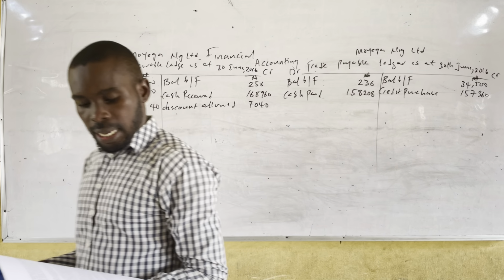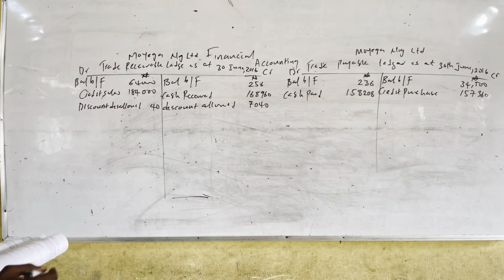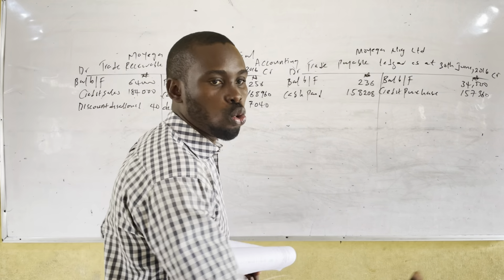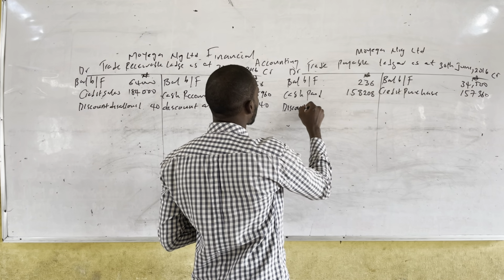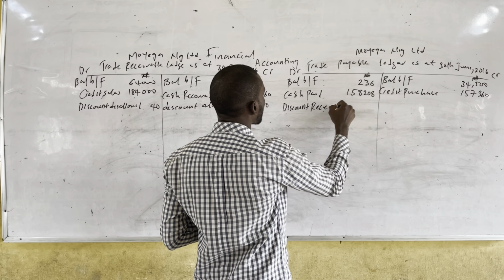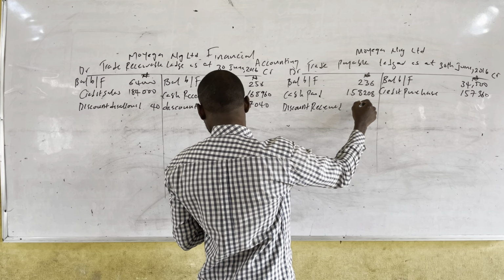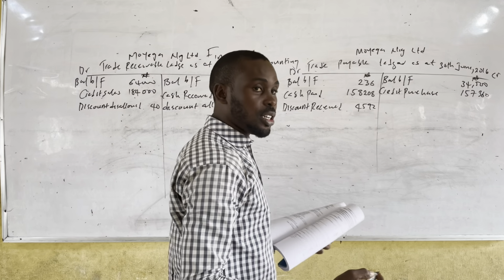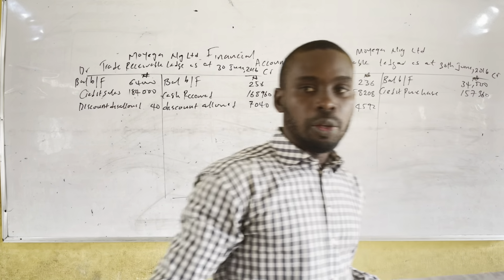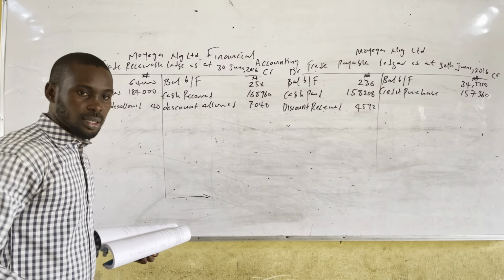Okay, the next one is discount received. You receive discount from who? Supplier. So you come here and say, how much? Return inward between business and customer, isn't it?